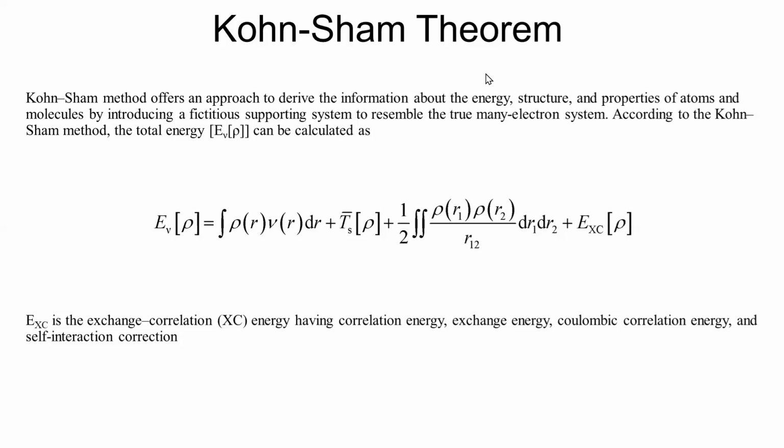So the Kohn-Sham theorem is more accurate than the previous Hohenberg-Kohn theorem because of the exchange correlation terms. So it describes the energy having correlation energy, exchange energy, Coulomb correlation energy, and the self-interaction correction. The Kohn-Sham theorem is the final equation in which we are using density functional theory. So density functional theory is based on this equation with the additional exchange correlation functionals. This exchange correlation term is very important for density functional theory.